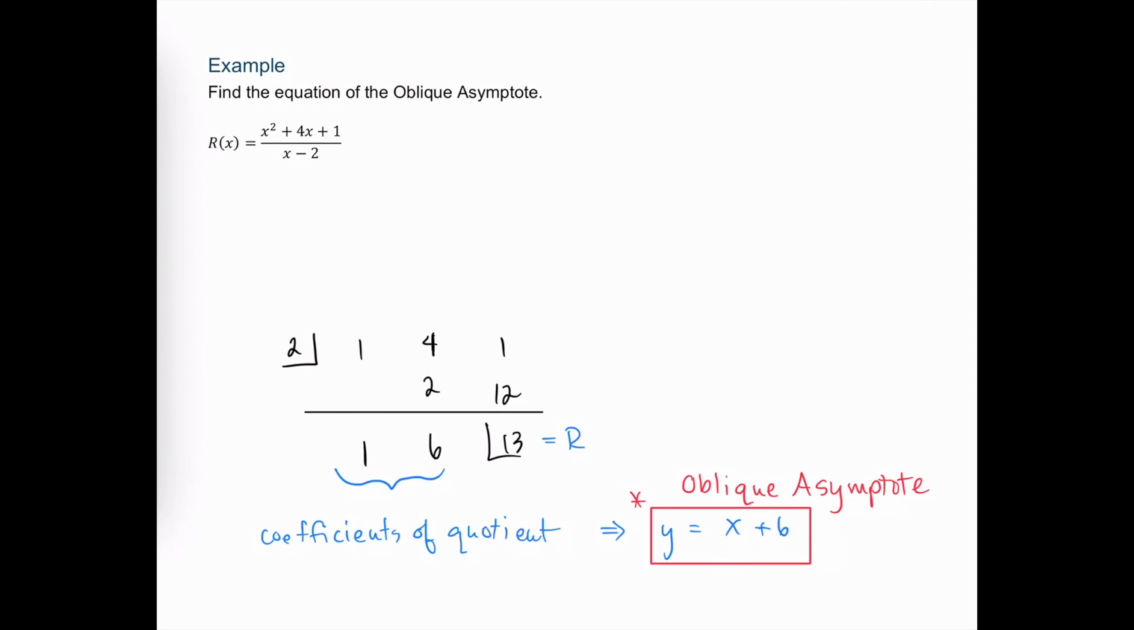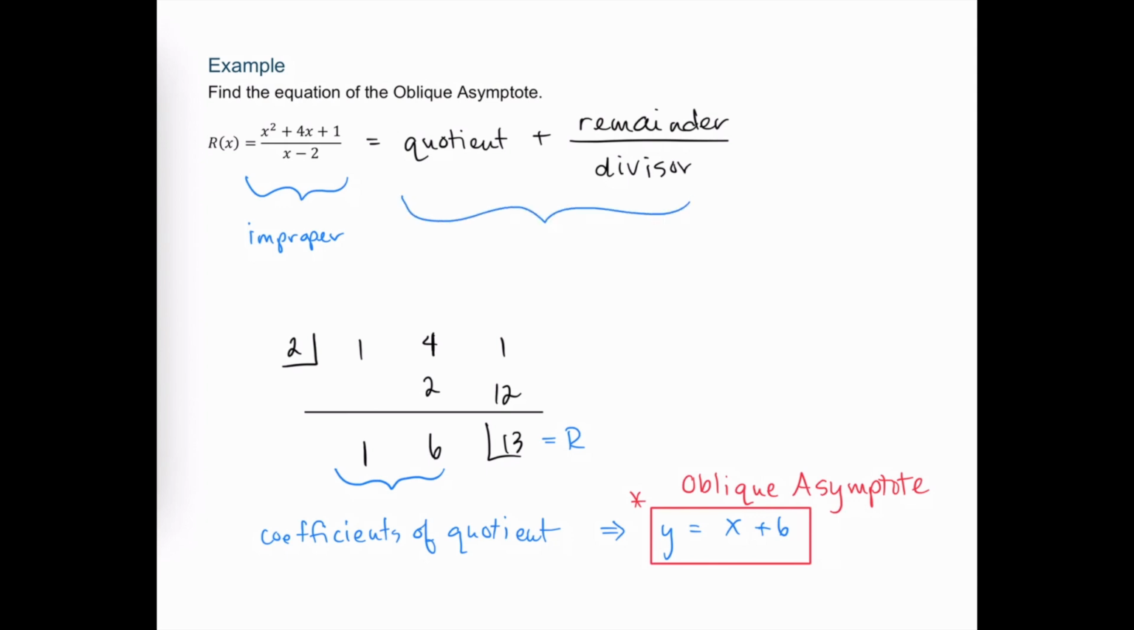Now, just a little bit of information as to why that is the case. When we divide an improper rational function, that can be rewritten in the form of quotient plus remainder over divisor. Essentially, we can think about this as being like an improper fraction, and then when we write it in this form, it's more like a mixed number.